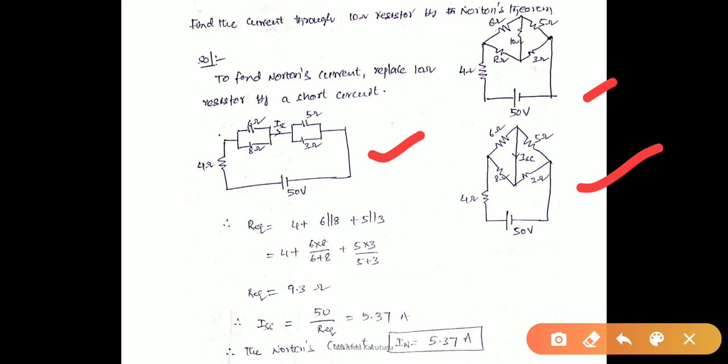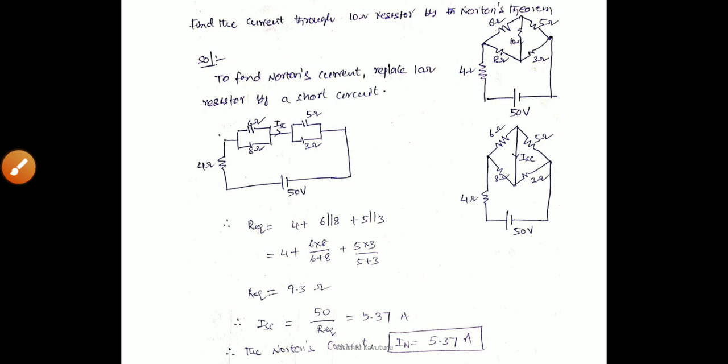From the figure, ISC, nothing but short circuit current, is the current supplied from the battery itself. After simplifying the series and parallel branches, we find the equivalent resistance, that is 9.3 ohms. Then the short circuit current is given by 50 by R equivalent, that is 5.37 amps. This is the short circuit current. We know that the short circuit current is also called Norton's current. Therefore IN is equal to 5.37 amps.